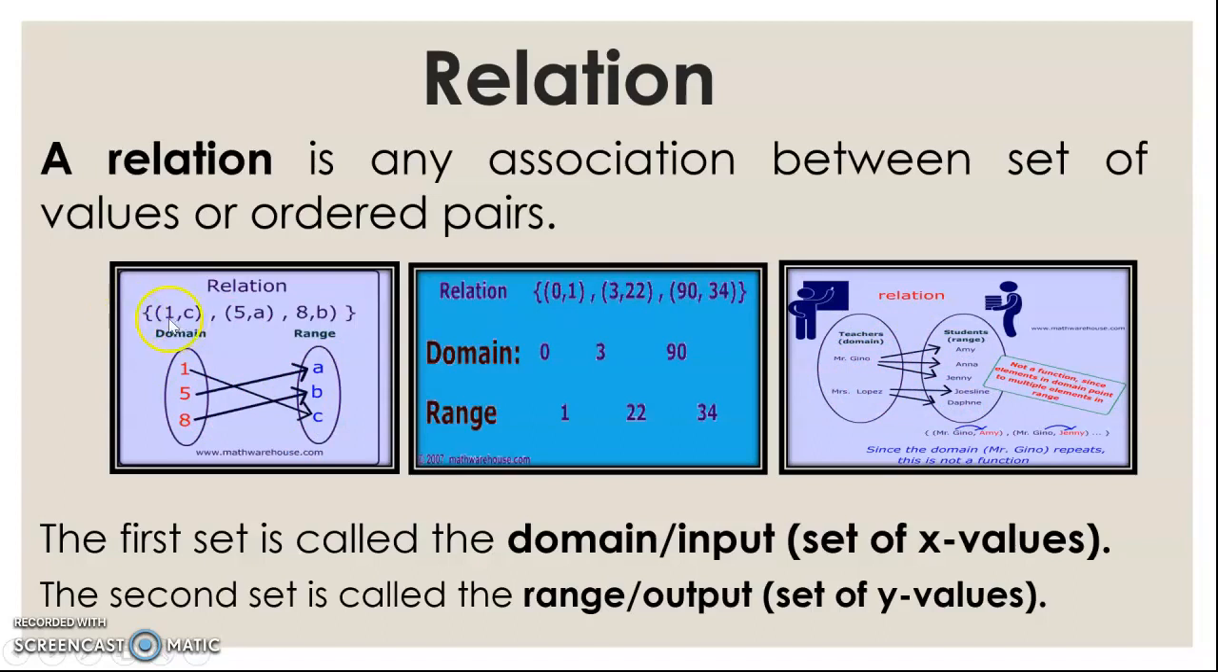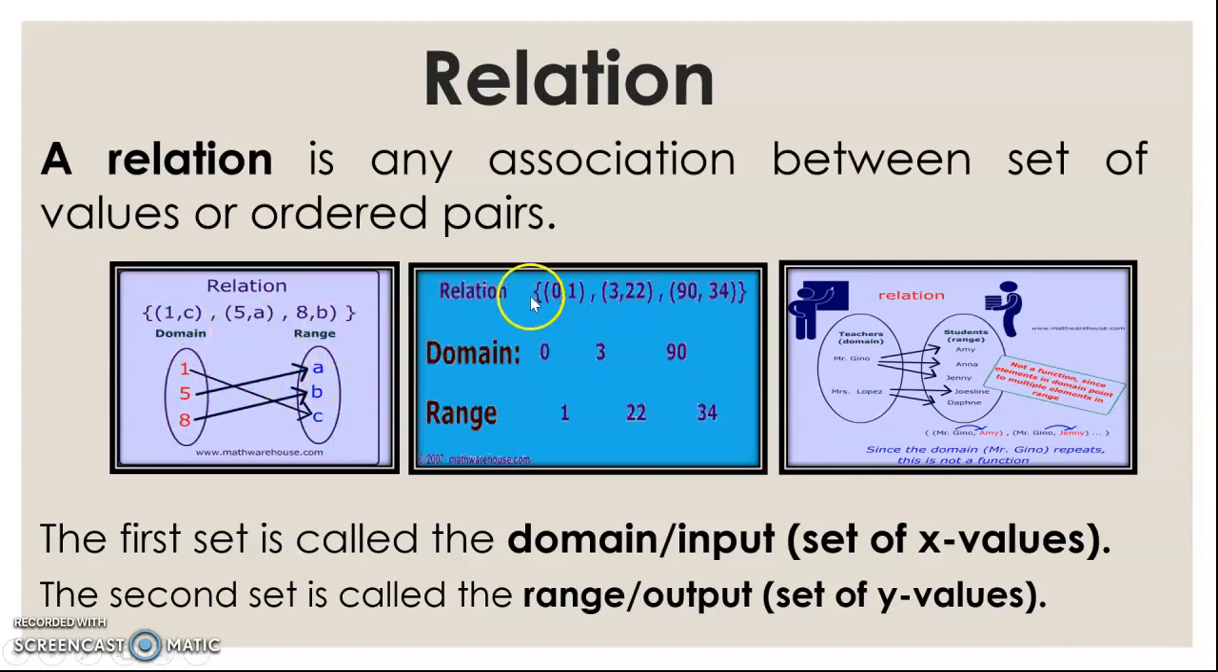In our first example, 1 is associated or is paired with C. 5 is associated or is paired with A. And 8 is associated with B. So, merong association doon sa domain natin at doon sa range.